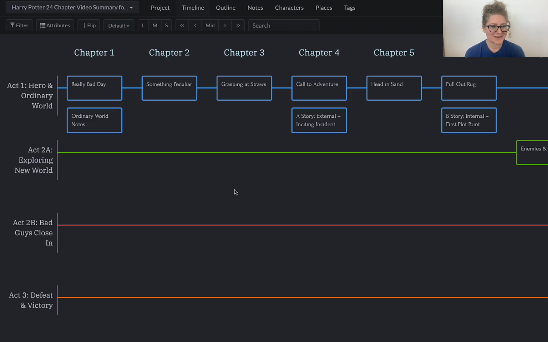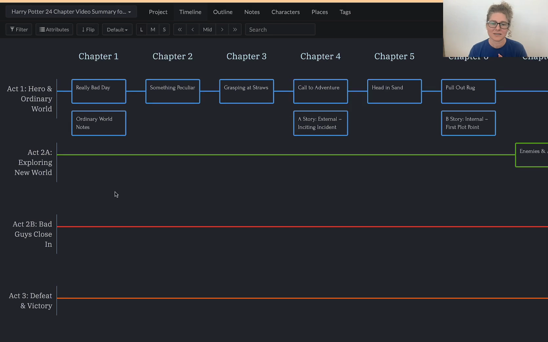So let's get started. In part 1, I went over all of the different acts or the 4-part pacing that we're doing. So Act 1, Hero and Ordinary World is what we'll start with. Act 2A and Act 2B, that's basically Act 2 broken up in the middle. So we'll go over those as well, and then we'll follow it up with Act 3. So we are going to jump right into Act 1, Hero and Ordinary World.